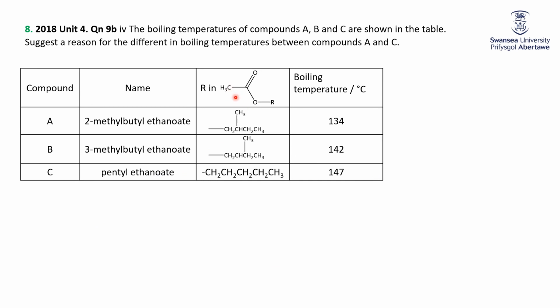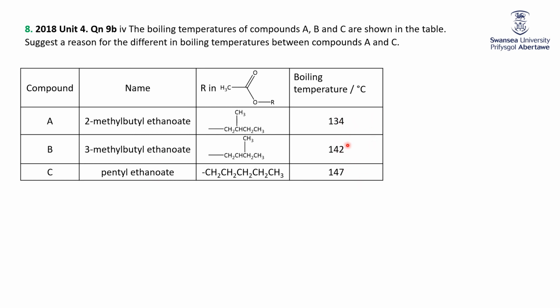So looking at some esters here, all of these esters have the same ethanoate part, so they all came from ethanoic acid, but then they have different R groups. In other words, the alcohols were different, and what we see is that they're all isomers, these R groups. They all have 5 carbons and 11 hydrogens there, but different structures, either 2-methylbutyl, 3-methylbutyl, or the straight chain pentyl ethanoate. And we're given the boiling temperatures.